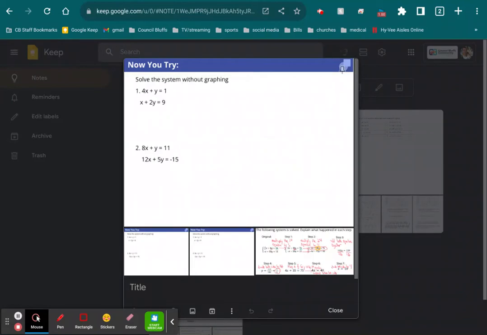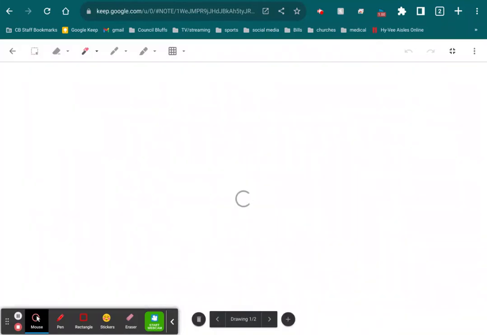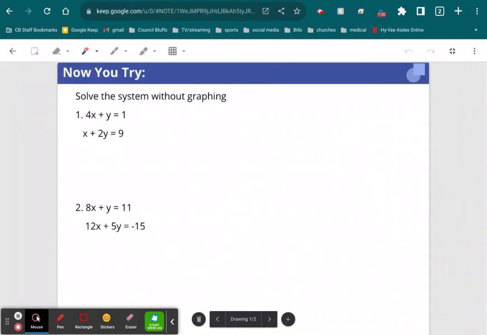So I'm going to take a look at the second set of examples. We're going to do these two, and again, we're going to do them without graphing. So let's take a look at number 1 here. When I look at number 1, I can't add them together. If I add them together, I'm going to get 5x plus 3y equals 1 plus 9, which is 10. That doesn't help us because neither variable is eliminated.